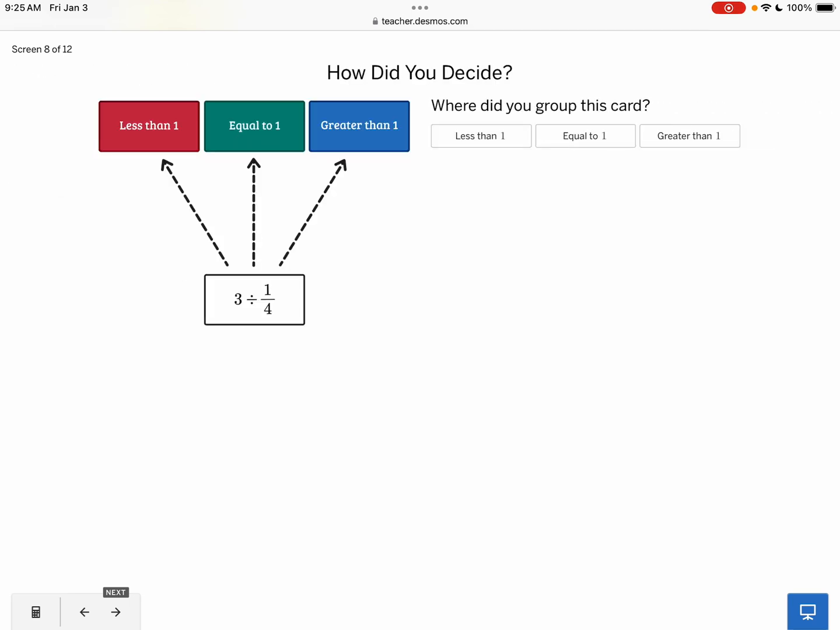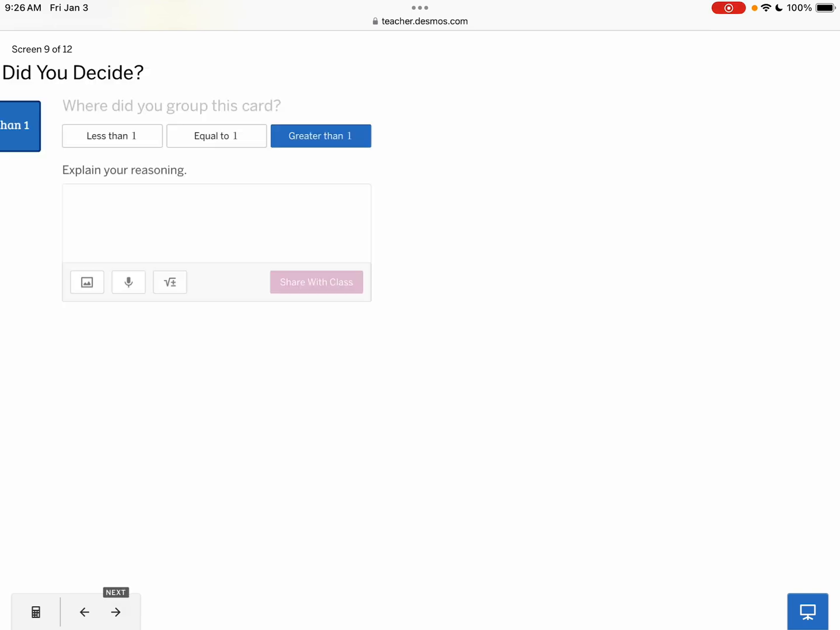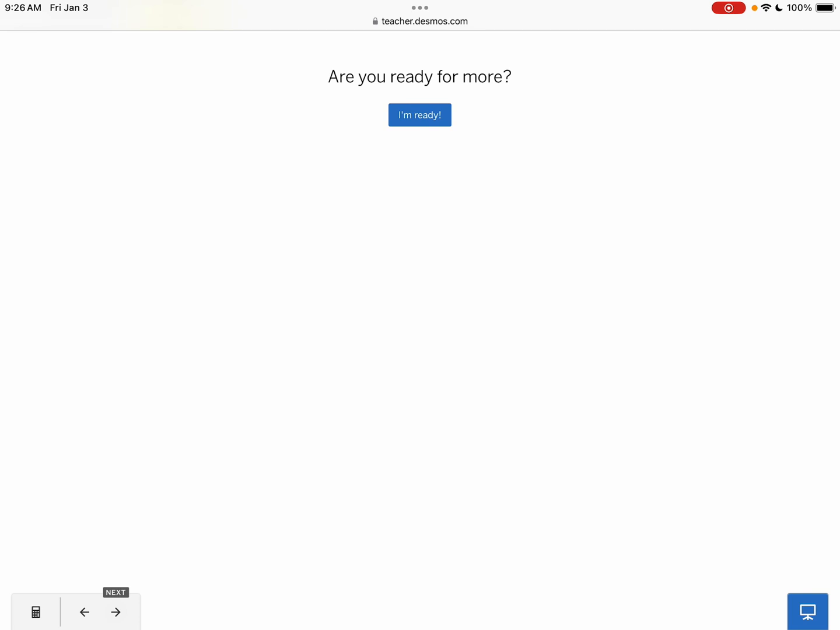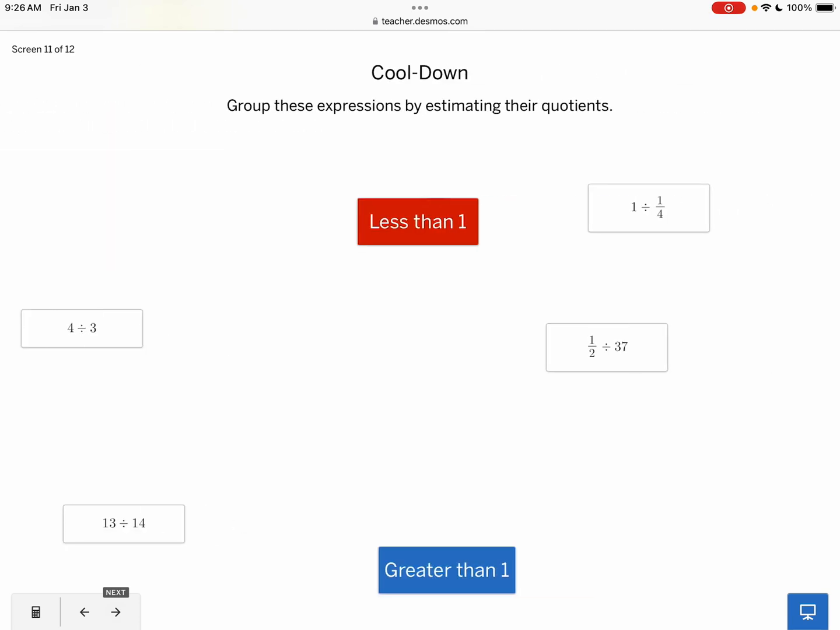Slide 8. How did you decide where you grouped this card? So 3 divided by 1/4. Well, 3 is bigger than 1/4, so I would put that as greater than 1. We're going to skip the Are You Ready for More and the lesson synthesis, and take a look at our cool down.